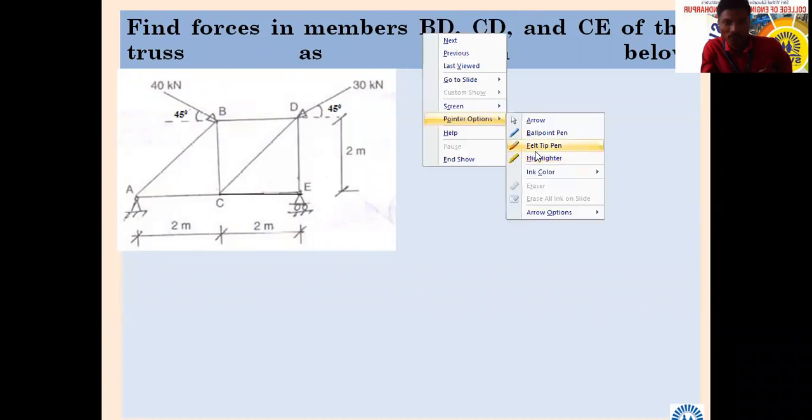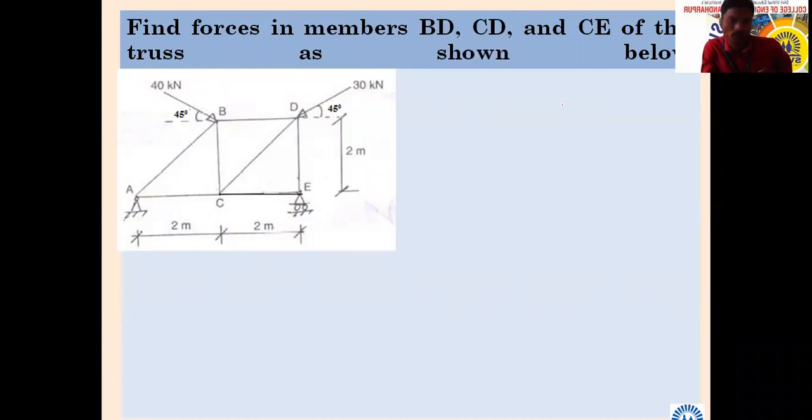Okay. Instead of CD, I will say BC. Here I will change the member now. Here I will say BC, and here instead of this, I will say AC. Okay. So which forces you are supposed to find?